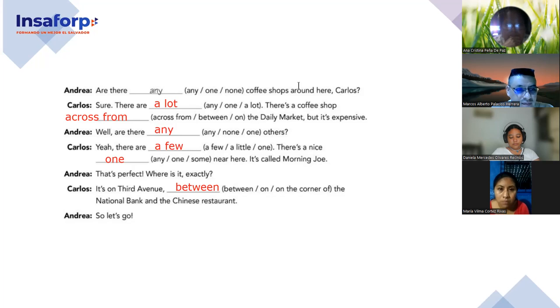Well, are there any others? Yeah, there are a few. There's a nice one near here. It's called Morning Joe. That's perfect. Where is it exactly? It's on 3rd Avenue, between the National Bank and the Chinese restaurants. So let's go.